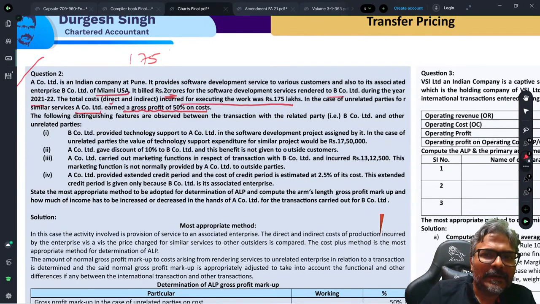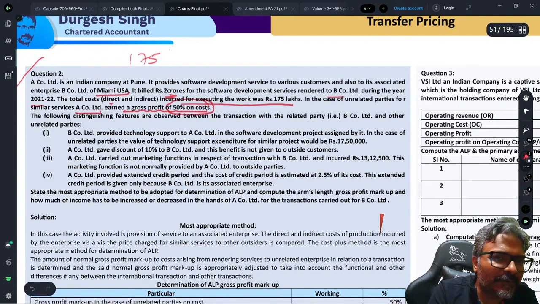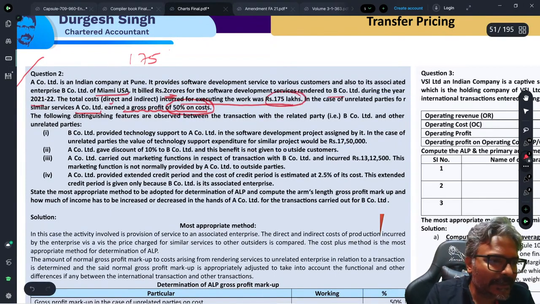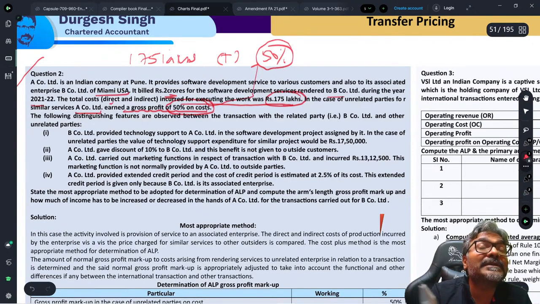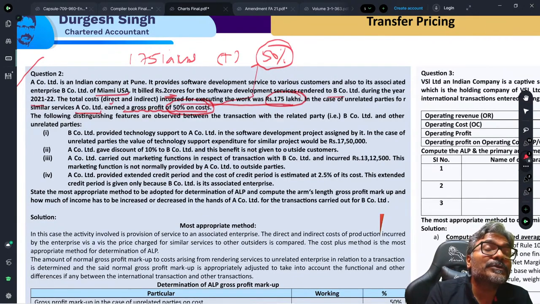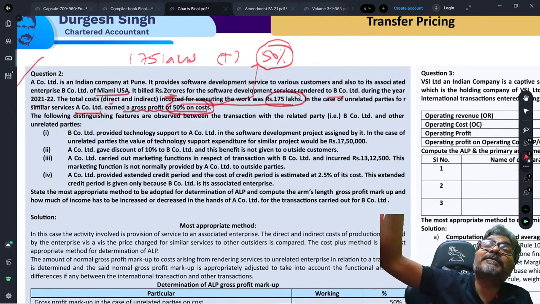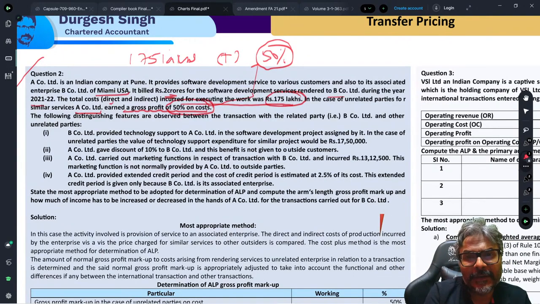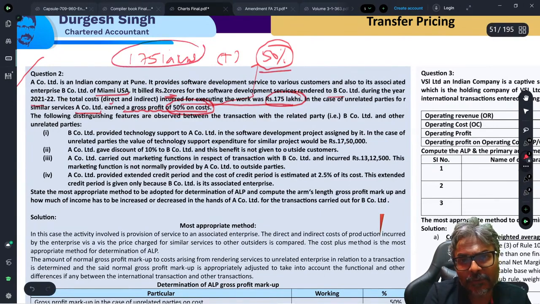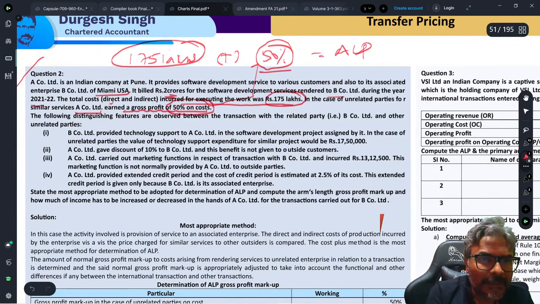Now, obviously, students, we have got the gross margin. We also know the total cost, so we have both the things. 175 lakhs is the total cost in the AE transaction, and you need to add the 50% margin to it. But hold on. This margin I need to adjust for the uncommon factor, so as to ensure that it aligns to the factors which are there or not there in the international transaction. So I need to get the adjusted GP, and only the adjusted GP I am going to add to the total cost, and that way I am going to get my ALP. Let's see the uncommon factor.